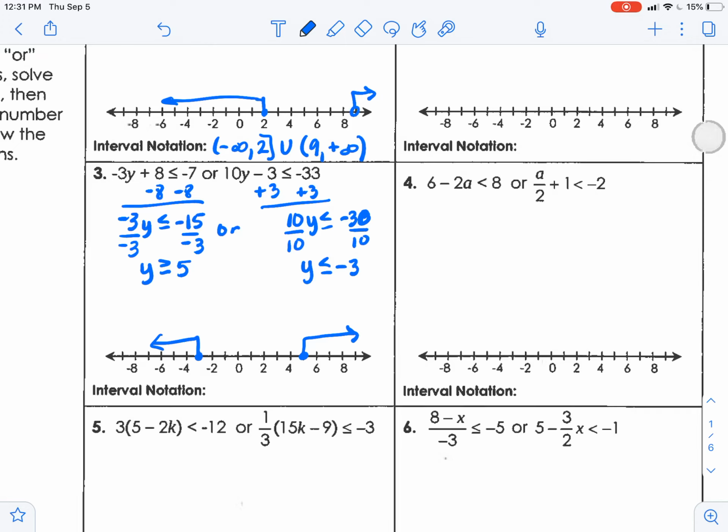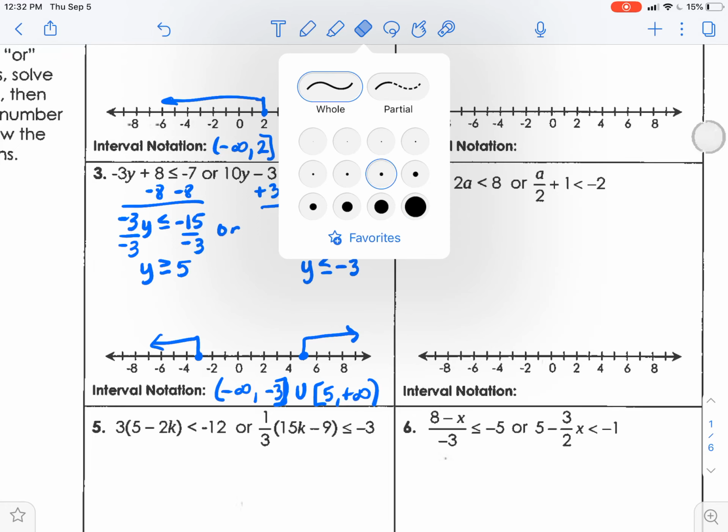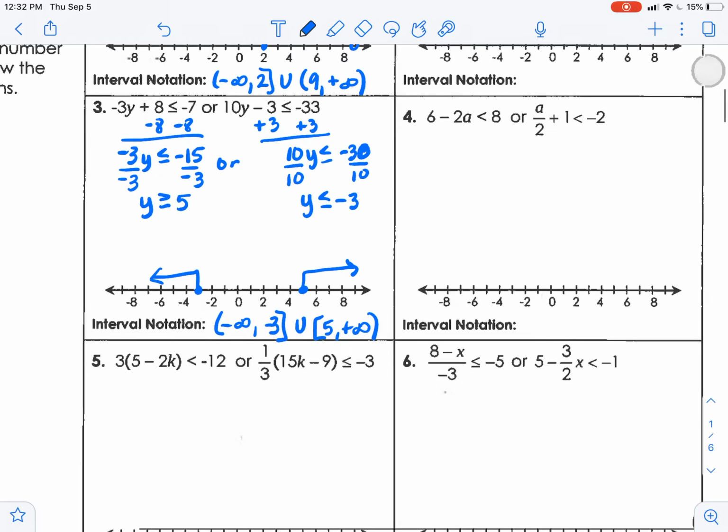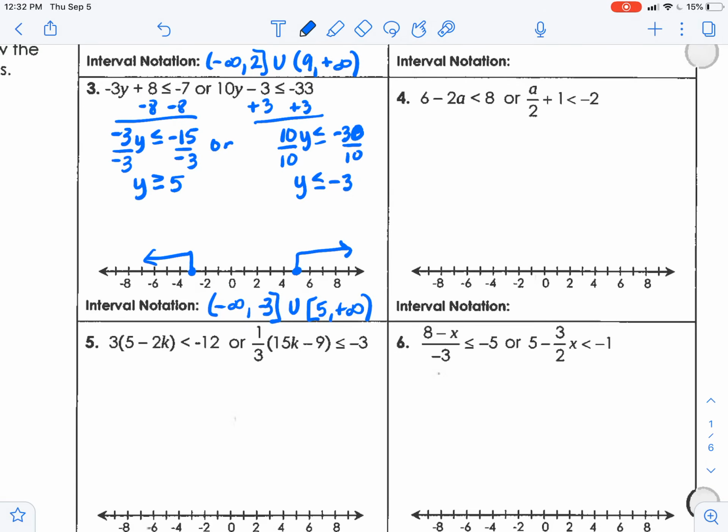So let's go ahead and do interval notation. On the left, I have from negative infinity to negative 3. And that should be a bracket. Union, bracket, 5 to positive infinity. So most of these, again, that you're going to be seeing are going to look this way.